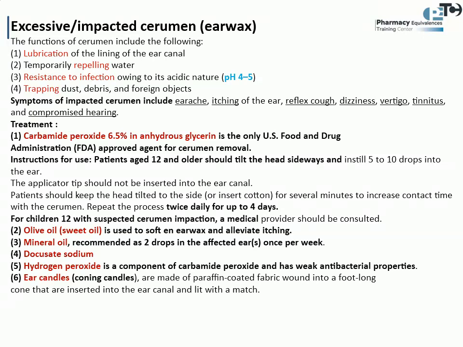Some other products can be used but are not approved by FDA, like olive oil, which is for softening the earwax. Mineral oil, docusate sodium, which can also be used as a stool softener for constipation. We can also use hydrogen peroxide, which has some antibacterial properties. And the last product that can be used is the ear candle.